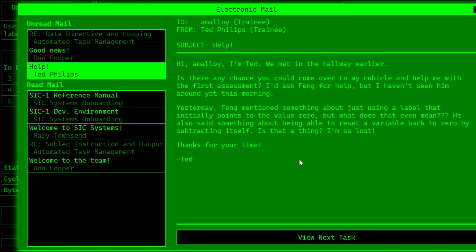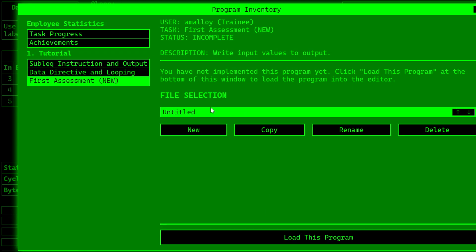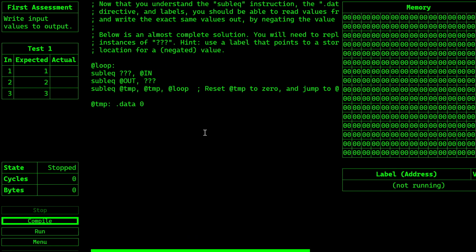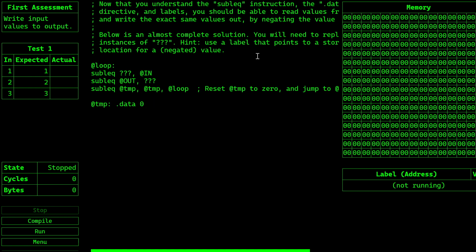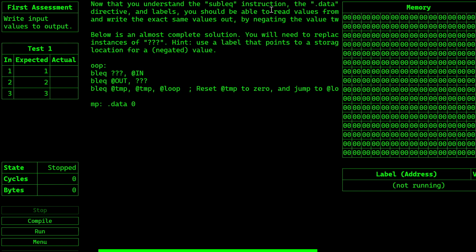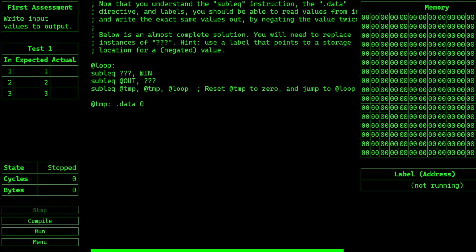Just using a label that points to 0. Reset variable, okay. This is what I tried to do on puzzle 1, and it was not actually necessary. Stop. Okay, this is Ted's program. Maybe it's not spoiling to look at it. The dat, you mean .data. Okay. Do I need to make my window wider? Would that make you happy?